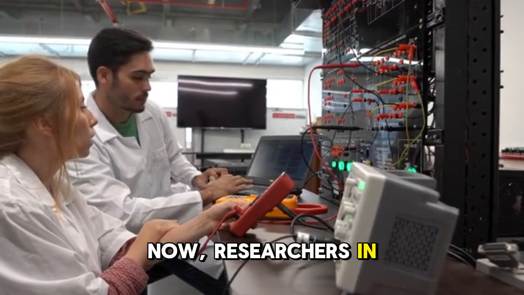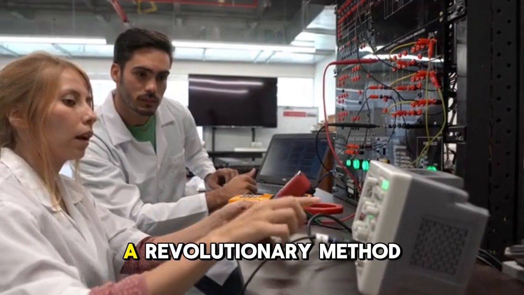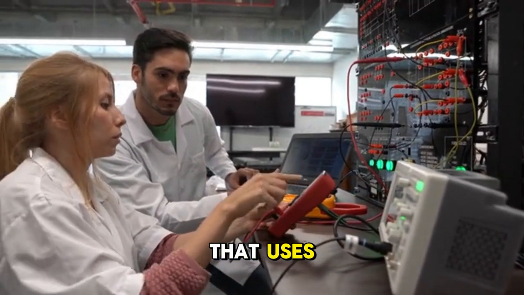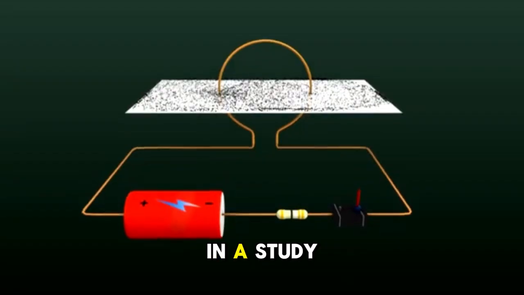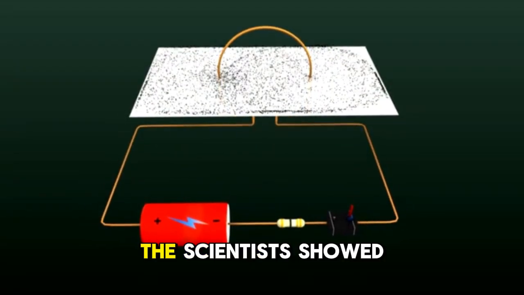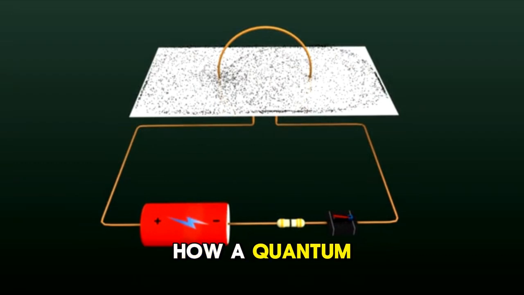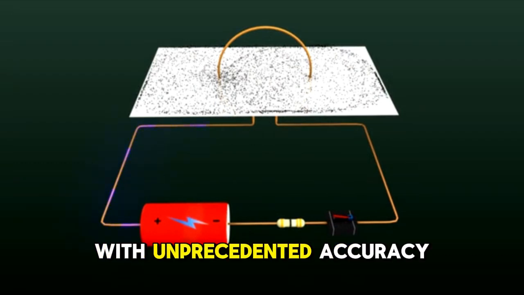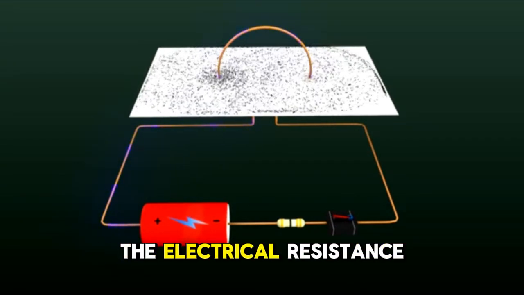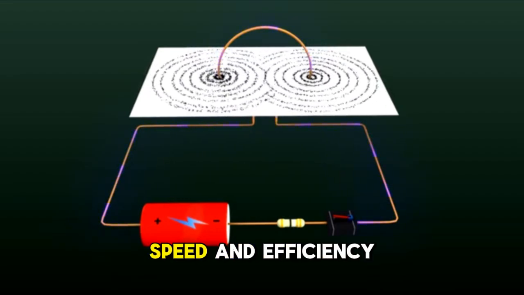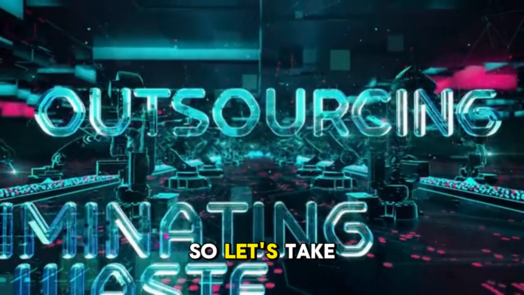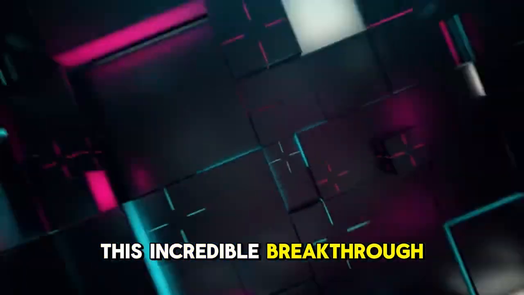Now, researchers in Australia have demonstrated a revolutionary method that uses the power of quantum machine learning to streamline this process. In a study published in Advanced Science, the scientists showed how a quantum algorithm can model, with unprecedented accuracy, the electrical resistance inside a chip, a crucial factor that dictates its speed and efficiency. So let's take a look at this incredible breakthrough.